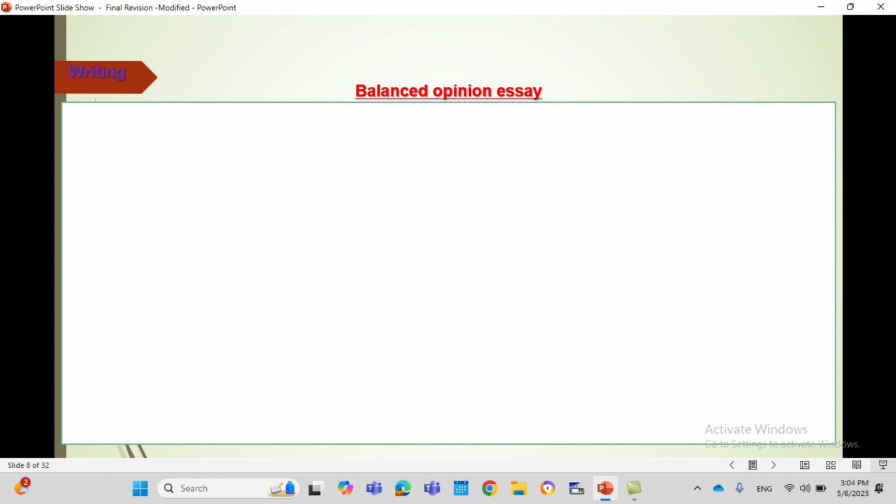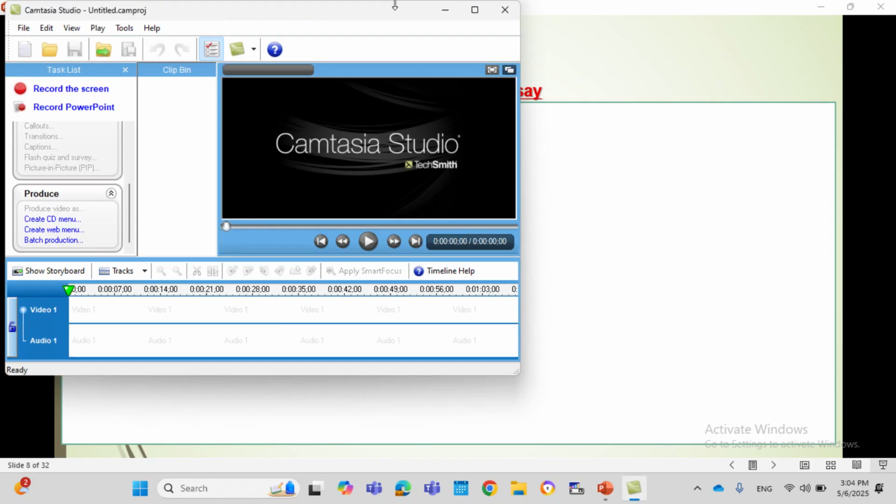We are going to start with a balanced opinion essay. As you know, this is the writing task in Unit 6. As you know, we start with the title.